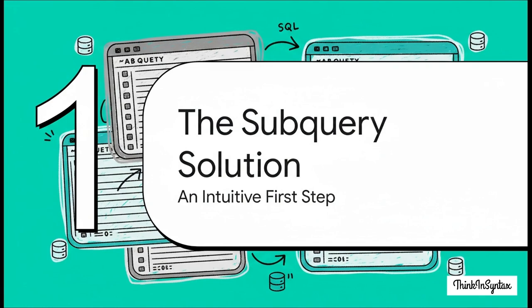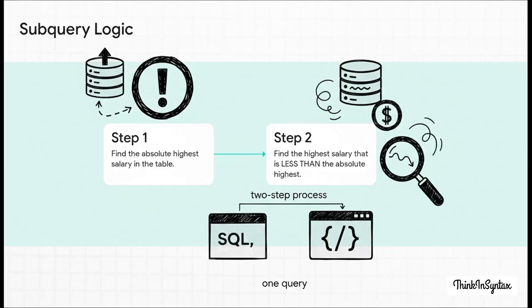Okay, so the first place most of us start is with a subquery. A query nested inside another query. It makes sense, it's pretty intuitive, and for a simple case, hey, it works. The logic is actually beautifully simple. Let's say you want the second highest salary. Well, what do you do? First, you find the absolute number one highest salary.